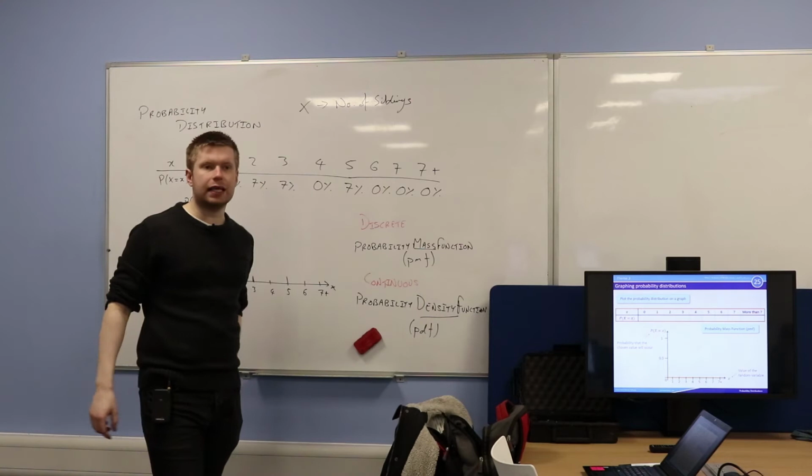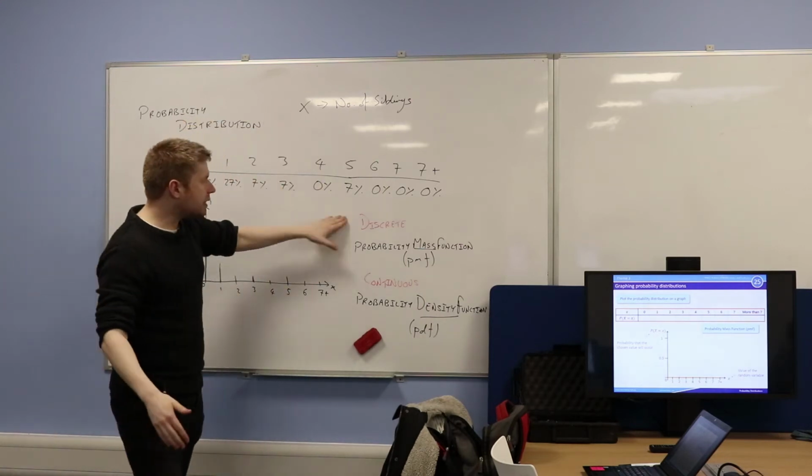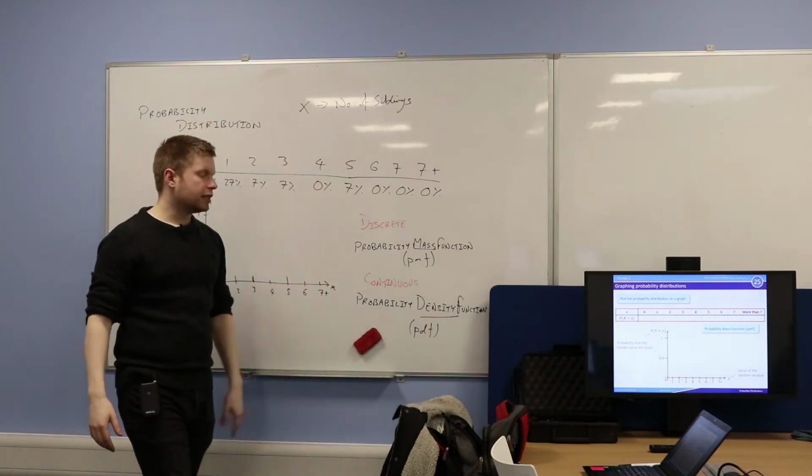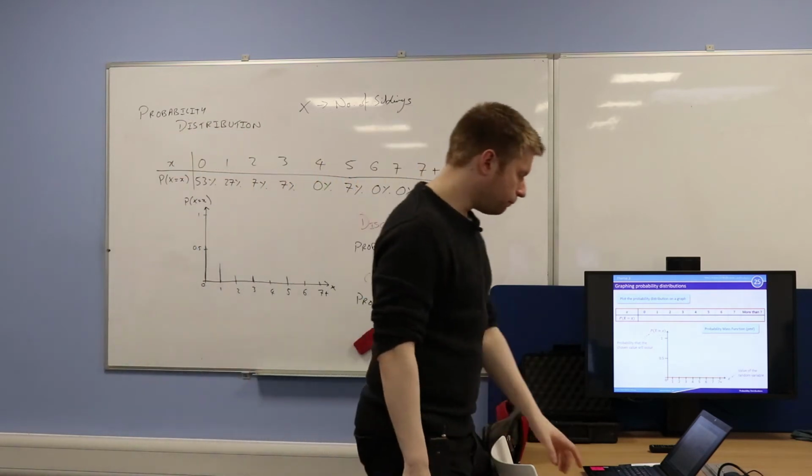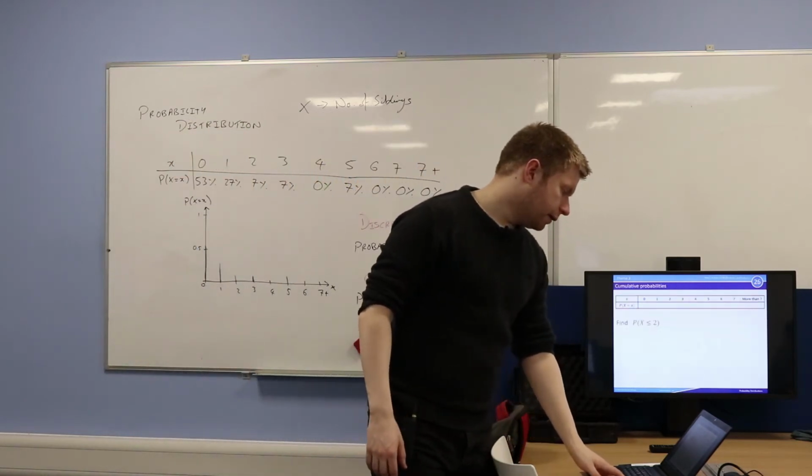So just be aware of those differences. Probability mass function, probability density function, they're the same thing. Mass is to do with discrete, continuous is density. Okay? All right, fine.